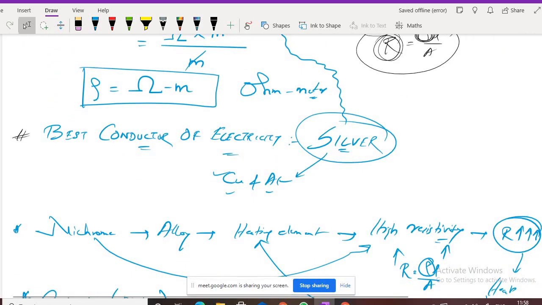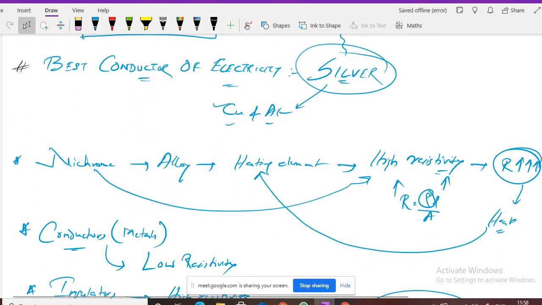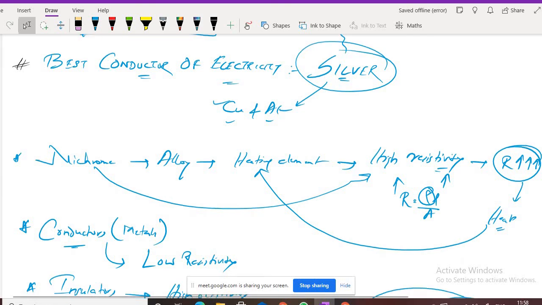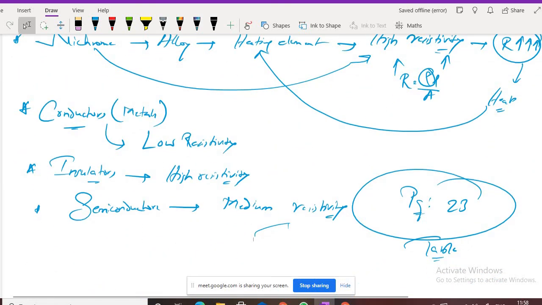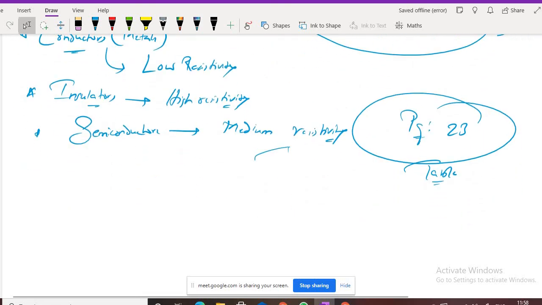After that, the best conductor of electricity is silver. Nichrome is used as a heating element. Conductors have low resistivity, insulators have high resistivity, and semiconductors are in between them. So have you understood whatever we have studied today? The sum up is done?